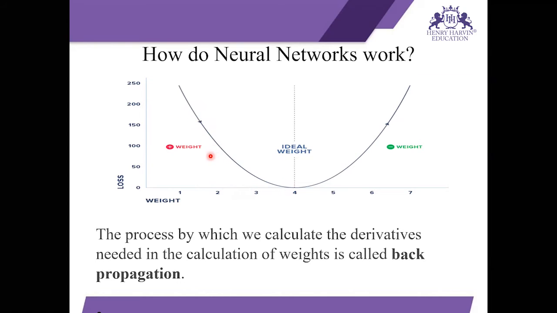When there is a negative slope, what is happening? The weight is getting increased, right? So the weight is getting increased, and here you can say that it is a positive slope, right? So the process by which we calculate the derivatives needed in the calculation of weights is called backpropagation. So let us understand what this is.